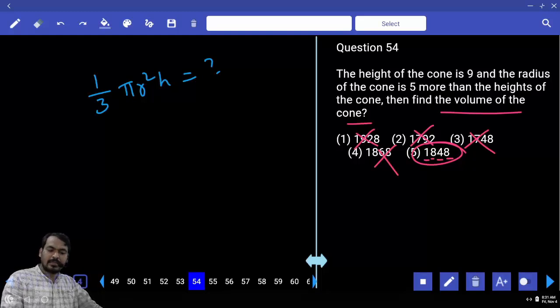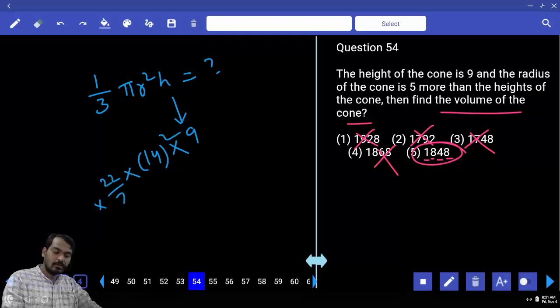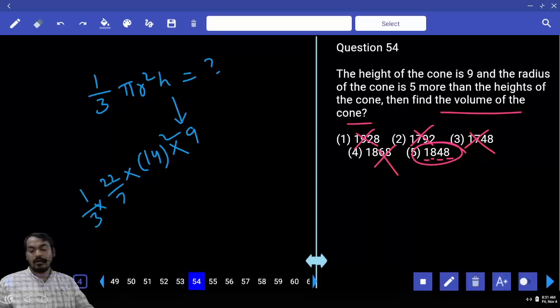Our height is given as how much? 9. Radius is 5 more than that, which means 14 square into 22 by 7 into how much value? 1 by 3. Solving this one, we get the answer, or not?